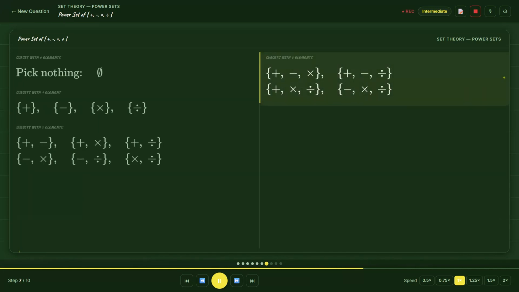Now let's pick 3 things at a time. It's like leaving one thing out each time. Leave out divide, leave out times, leave out minus, or leave out plus. That gives us 4 groups of 3.